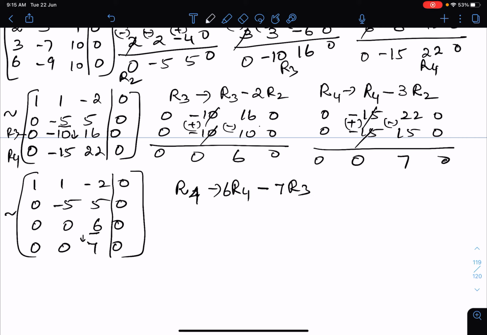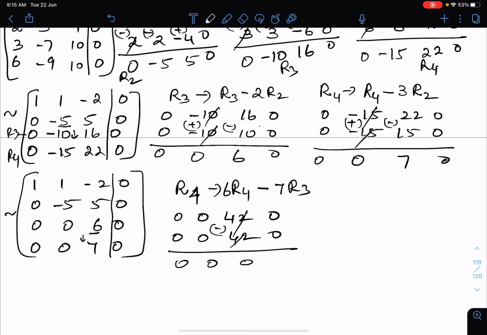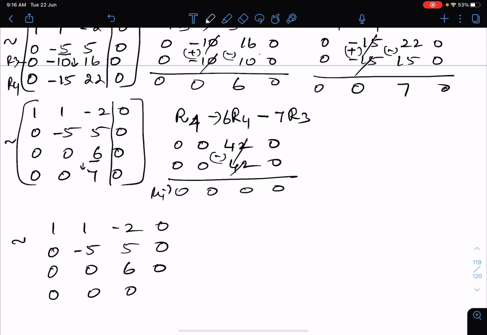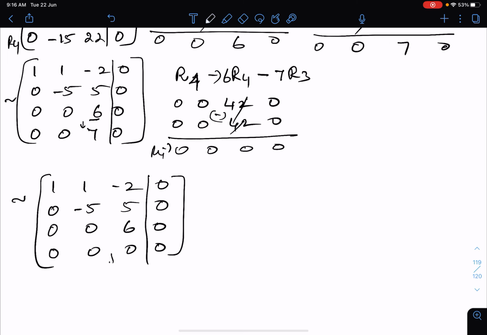What is our 6 R4? 0, 0, 6 7s are 42, 0. Again 7 R3: 0, 0, 42, 0. Change the sign, it gets cancelled, so the whole row becomes 0. So our R4 is 0. Now the equivalent matrix is going to be 1, 1, minus 2 and 0; 0, minus 5, 5 and 0. Our R3 is 0, 0, 6 and 0, and our R4 fully turns into 0. Okay, this is going to be our augmented matrix, and this is in the row echelon form. We have converted into row echelon form.